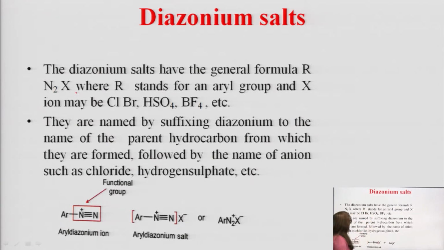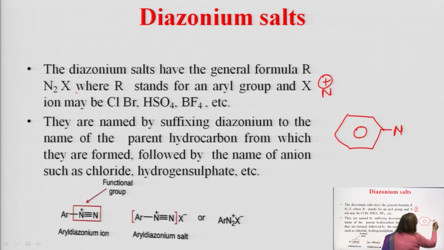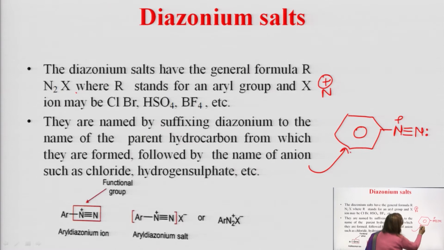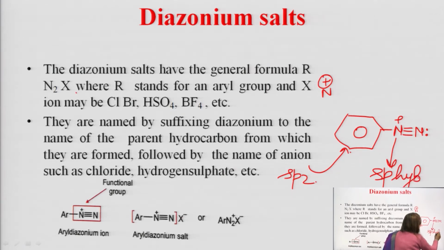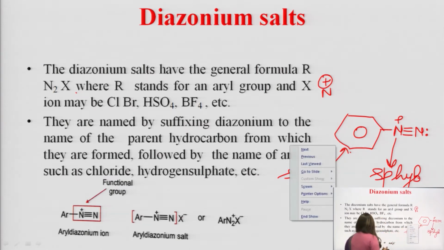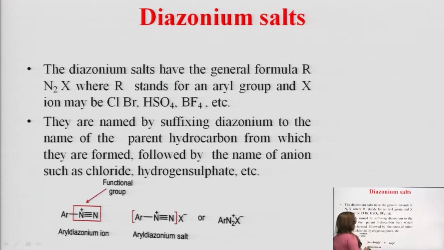These are the anions. One thing more: in every aryl diazonium salt, you must keep in mind that the nitrogen always bears a positive charge, right? And if we see the structure of aryl diazonium salt, one more thing you must keep in mind is that the carbon of the benzene ring is sp2 hybridized, and the nitrogen here is sp hybridized, right? So now two points are clear.